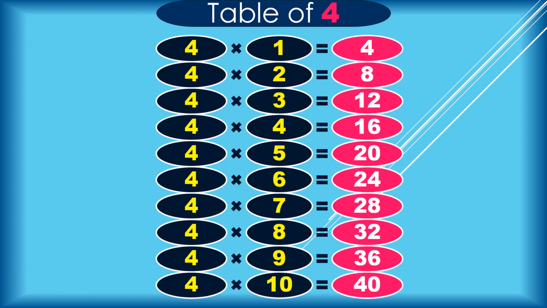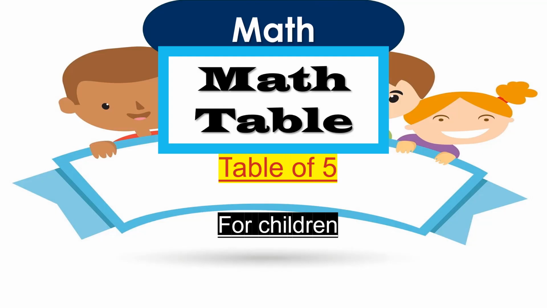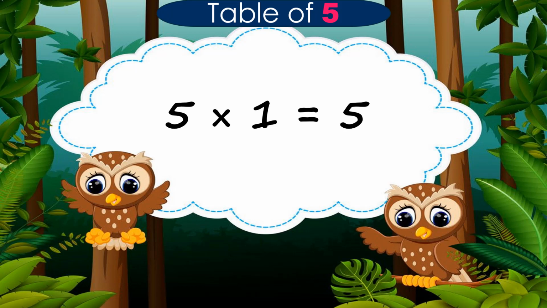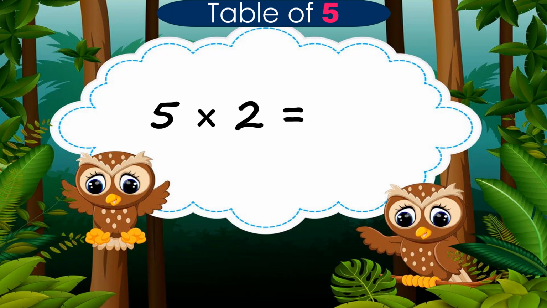4 tens are 40. Now we will learn the table of 5. 5 ones are 5. 5 twos are 10.